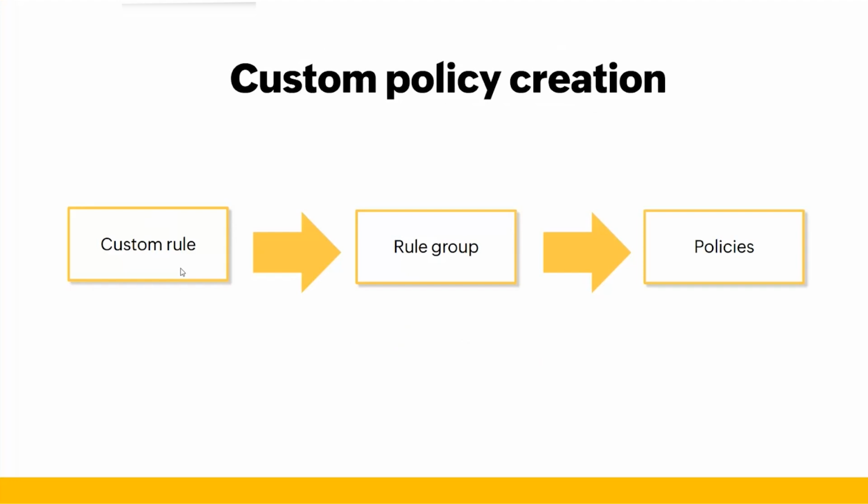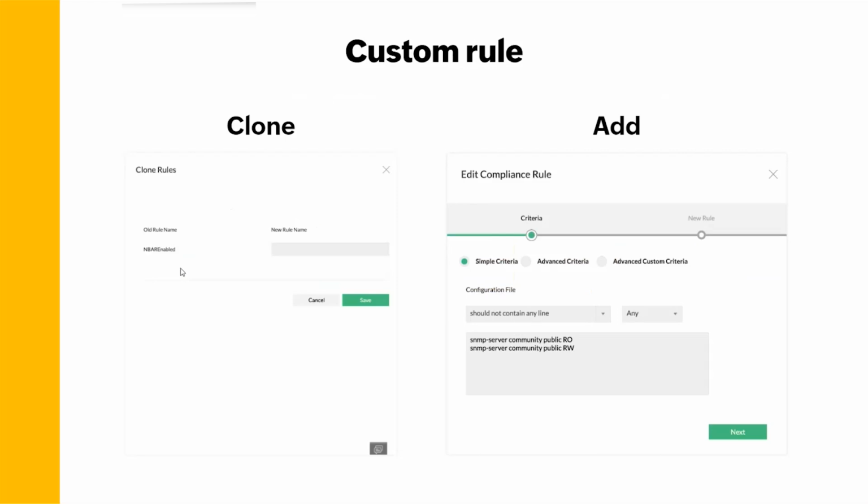To create a custom policy, you first need to create a custom rule, then group these rules into rule groups, and finally, these rule groups are associated as policies. After creating and applying a policy to devices, NCM will run a compliance check to see if the devices adhere to the policies. If not, a violation is triggered. There are two ways to create a custom rule.